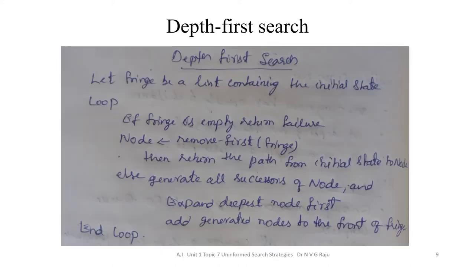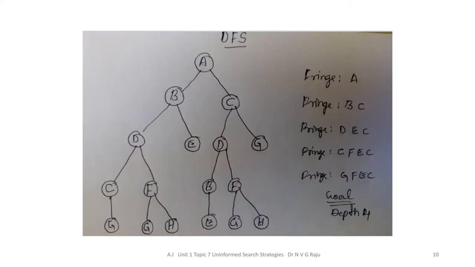The algorithm for DFS is exactly the same as our basic search algorithm, but the only change is expanding the deepest node first and adding all the generated nodes to the front of fringe. This statement is the change. Remaining statements are common with the basic search algorithm. Let us discuss an example with the DFS algorithm. Our initial state is A and our final state is G.